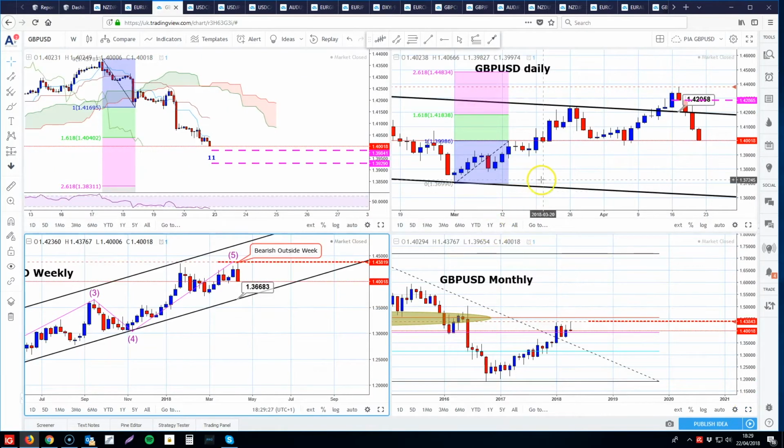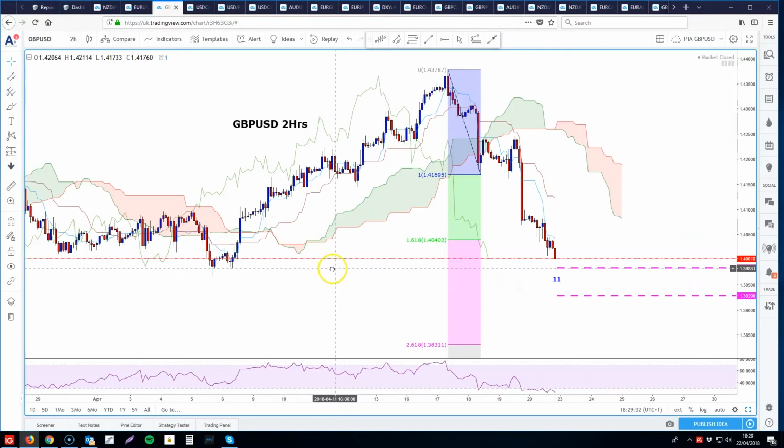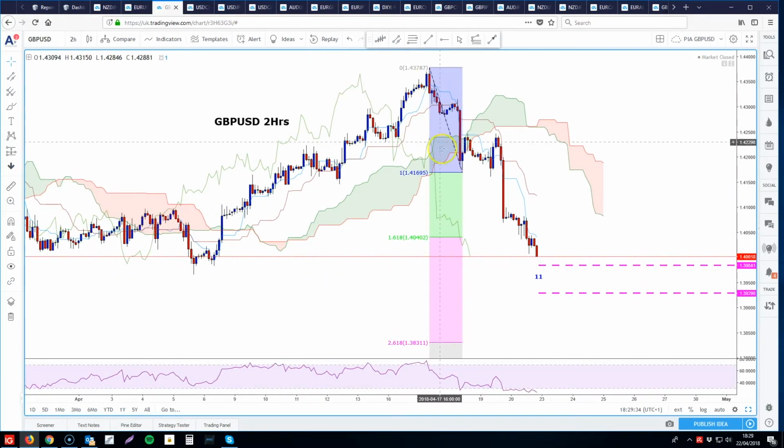However, going to shorter time frames, we're going to look at the 2-hour chart. Here we can see this strong sell-off. We've pushed through this 161.8% extension level, but we've got 2 bespoke support levels this week. We've got 139.84 and then we've got 139.29. We've also got an 11 count on the intraday chart, so further losses are likely to be limited, and then we're likely to see a correction to the upside.